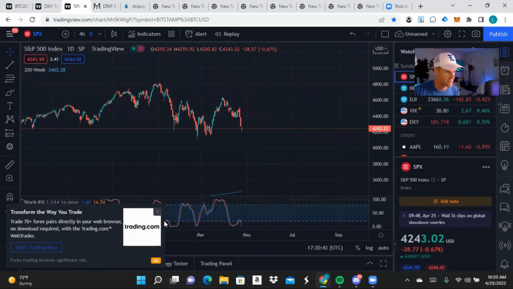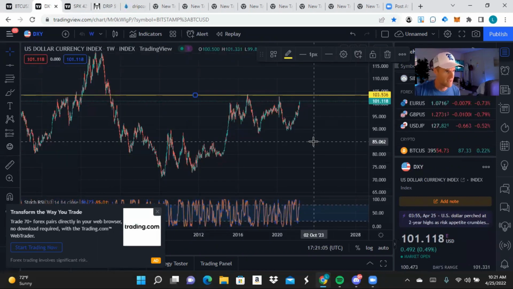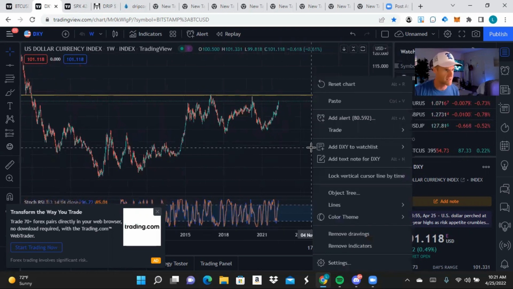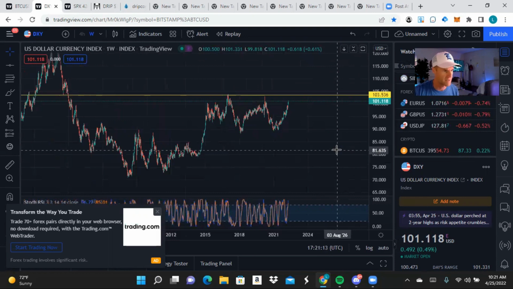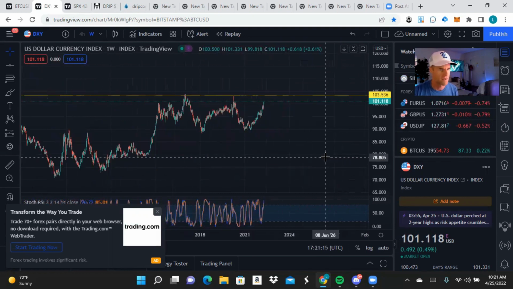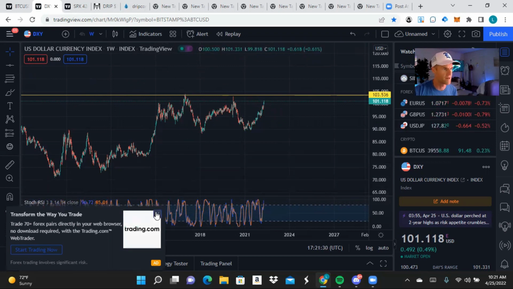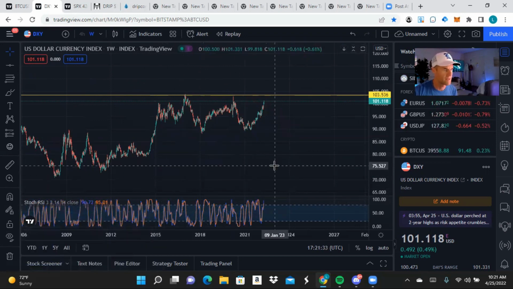You come over to the DXY, which is the US dollar currency index, and this is an indicator. I don't use this one a ton, but it can paint a little bit of a picture in terms of overall global markets. And I think we could be heading into some tough times here. If you take a look at where we're at here, this is basically the weekly time frame. Each one of these candles represents a week.